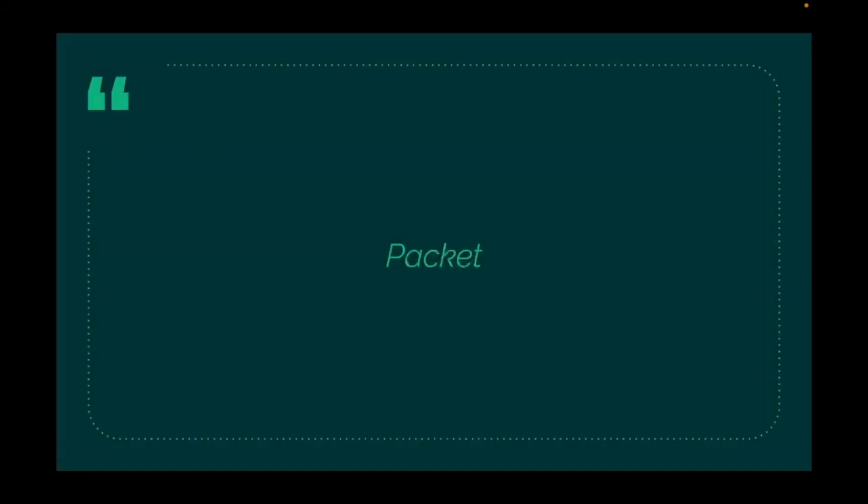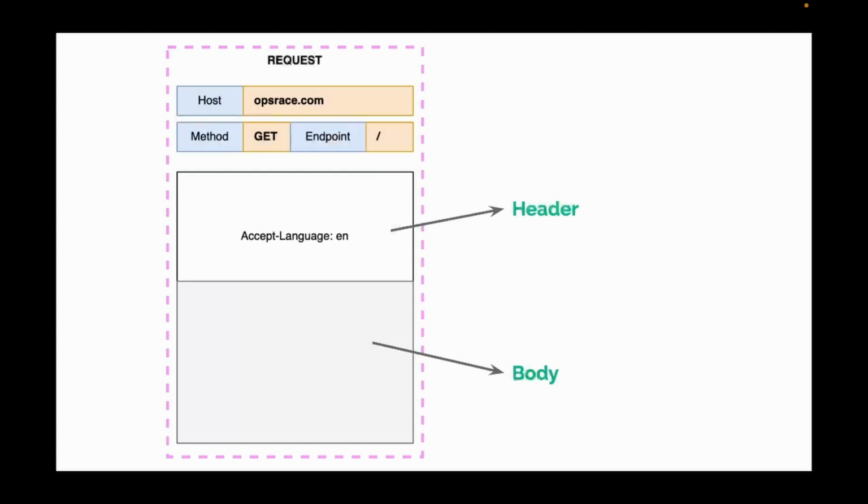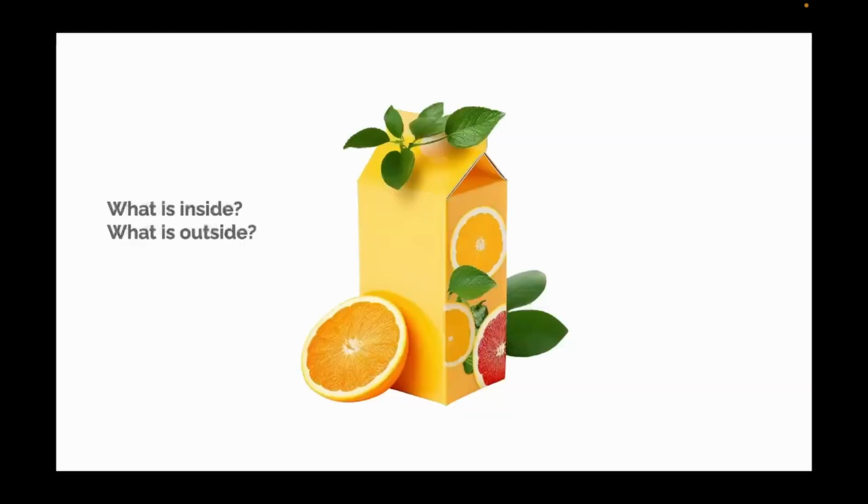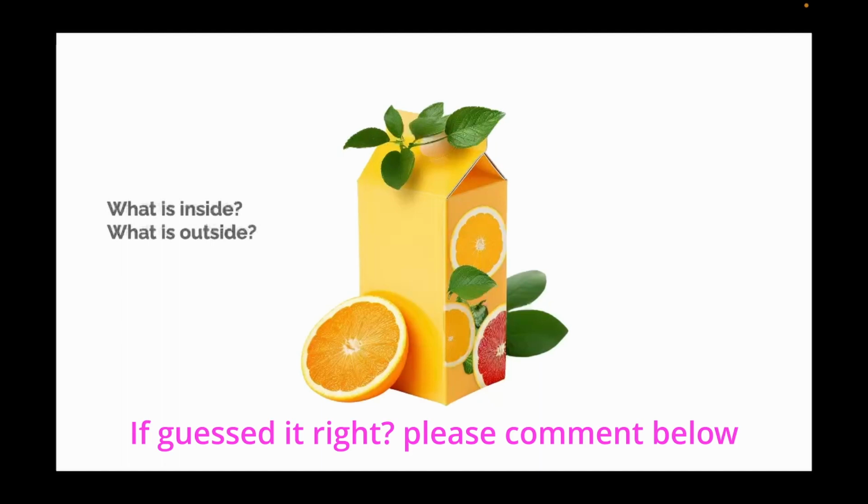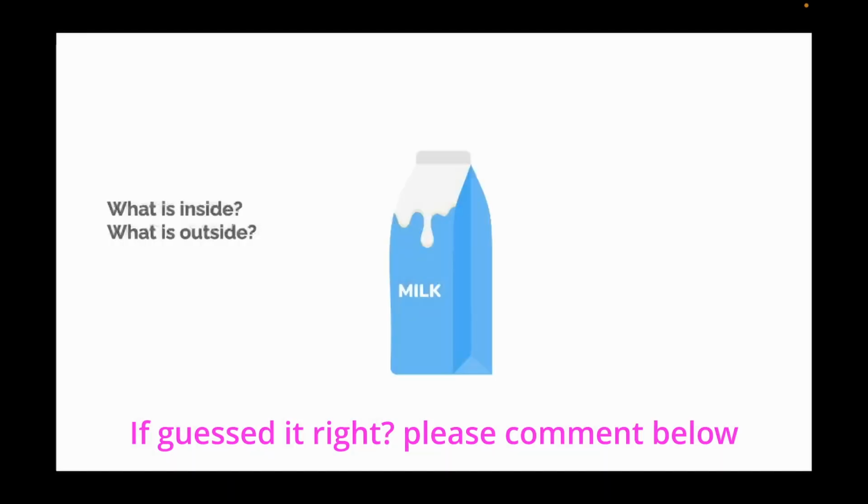Okay, so what is a packet? This is a packet, which contains a header and body. This is another real world example. So this is a packet. It contains some data. Do you know what that data is? Can you guess? Yes, you are wrong. It's not milk. It is basically orange juice. Okay. And similarly, we can have milk as well.